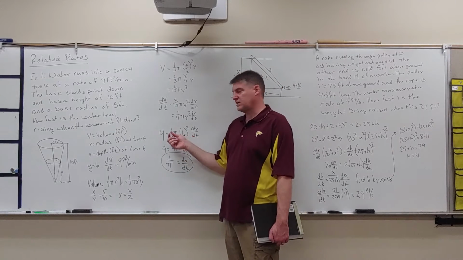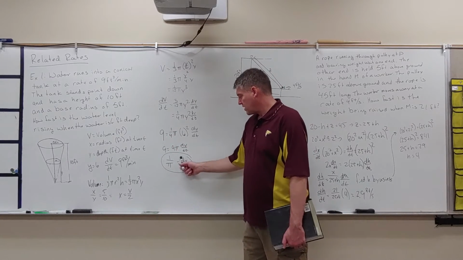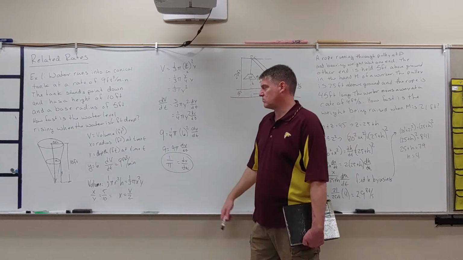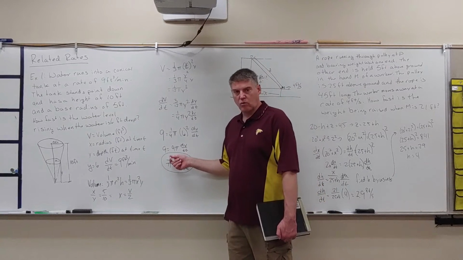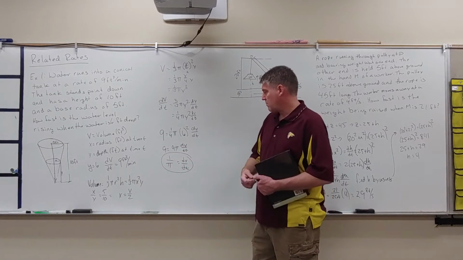So this becomes 36. A fourth of 36 is 9 pi. We're going to divide by it. So the rate at which the water level is rising when the water is 6 feet deep is 1 over pi. That's my rate.